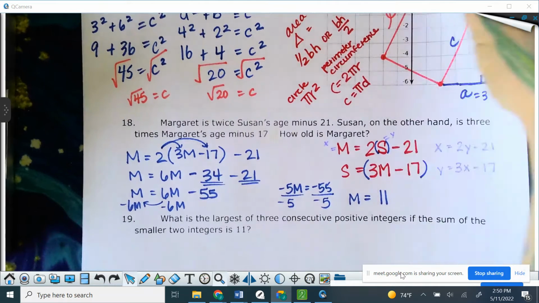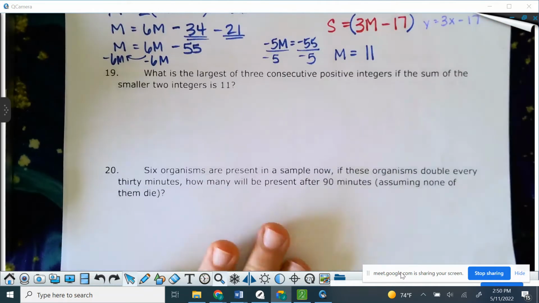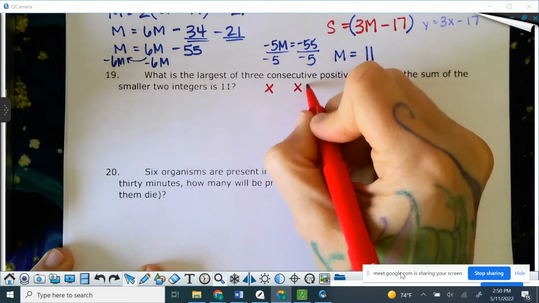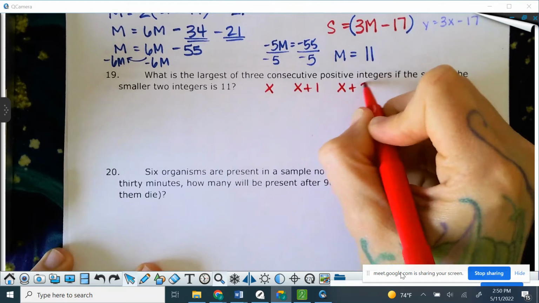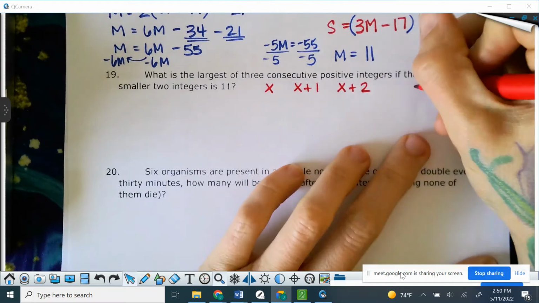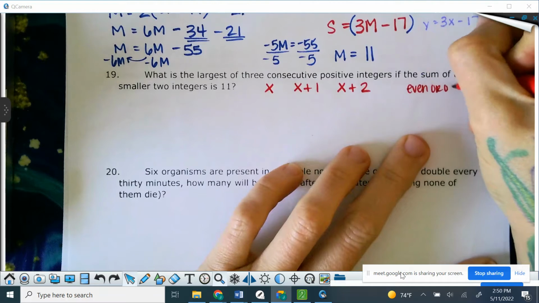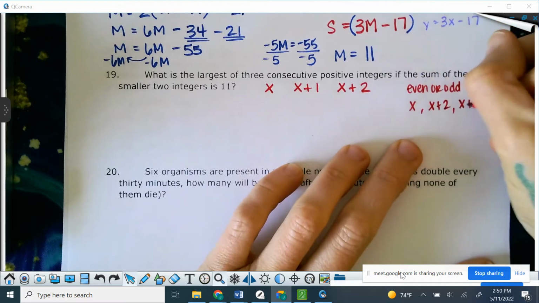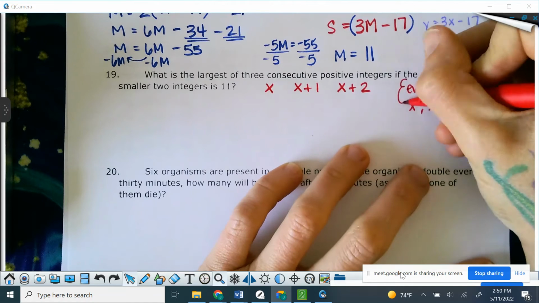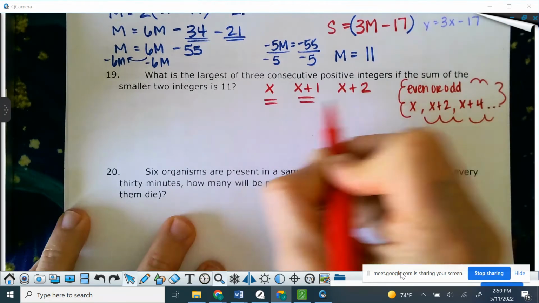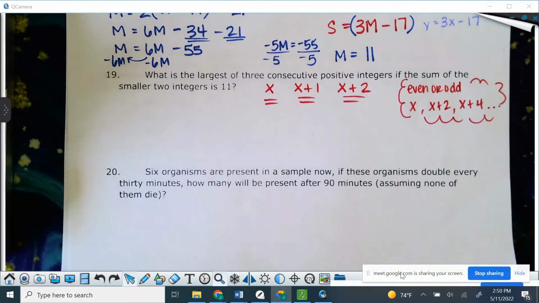Consecutive integers. All right, the largest of three consecutive positive integers. So consecutive is x, x plus 1, x plus 2. If it had said even or odd, it'd be x, x plus 2, x plus 4, and so on. This is not what we're discussing, so we're not using this. We're using these, because it just says three consecutive positive integers.